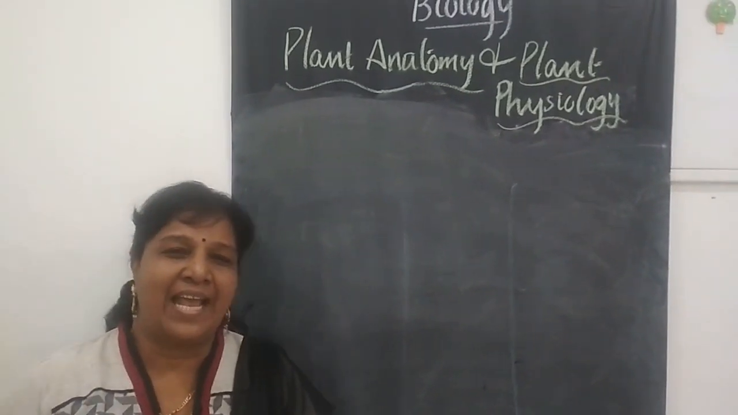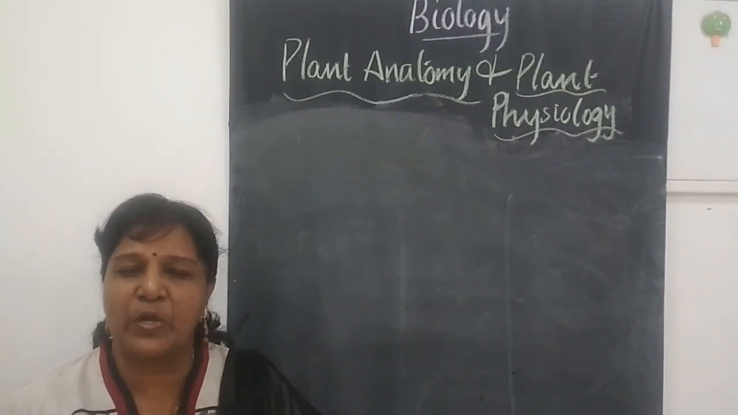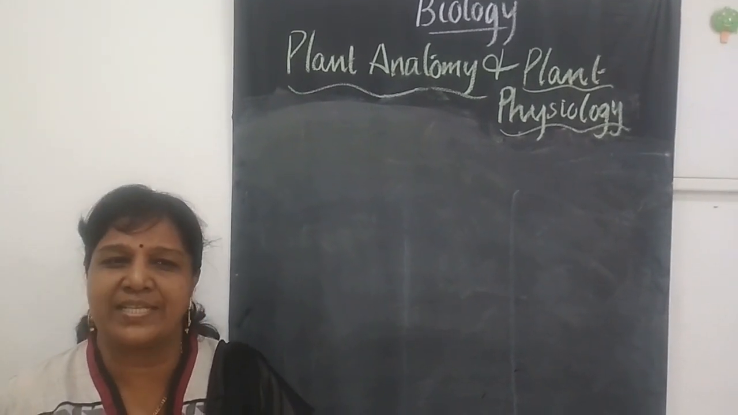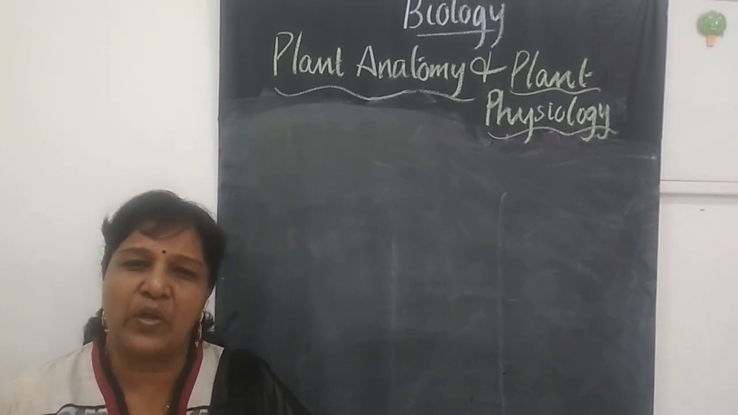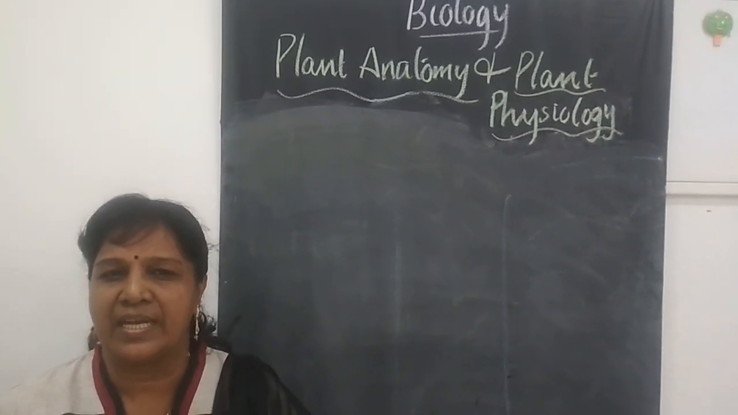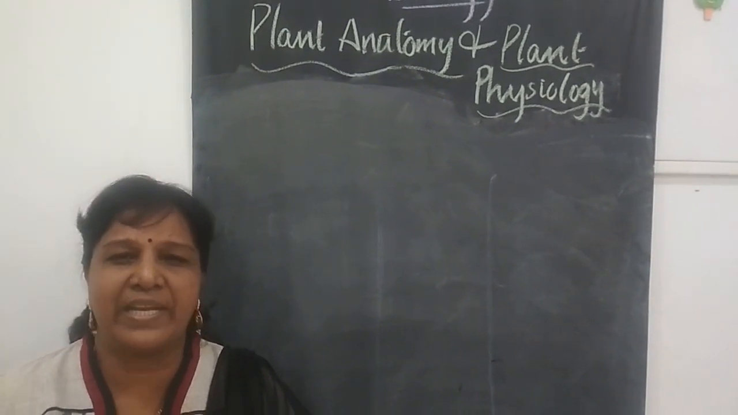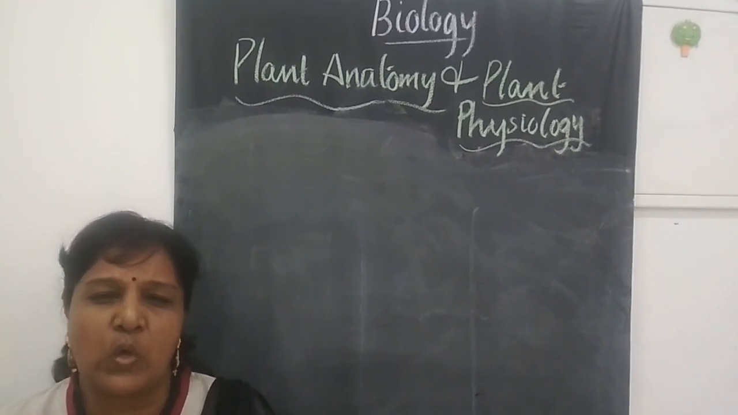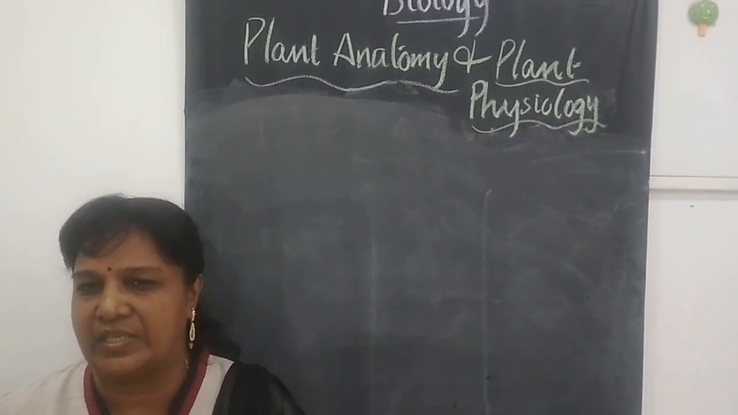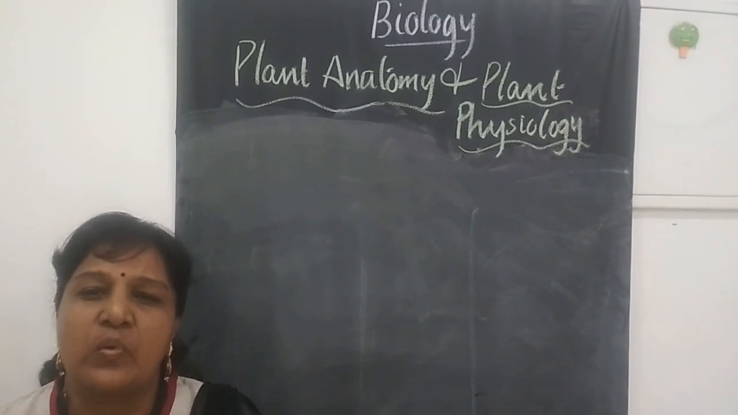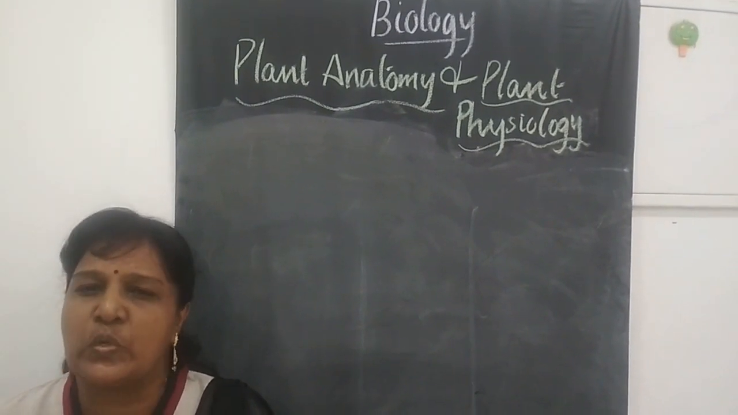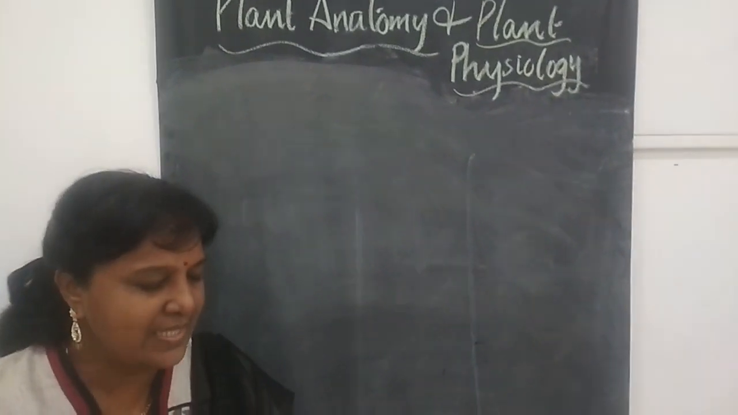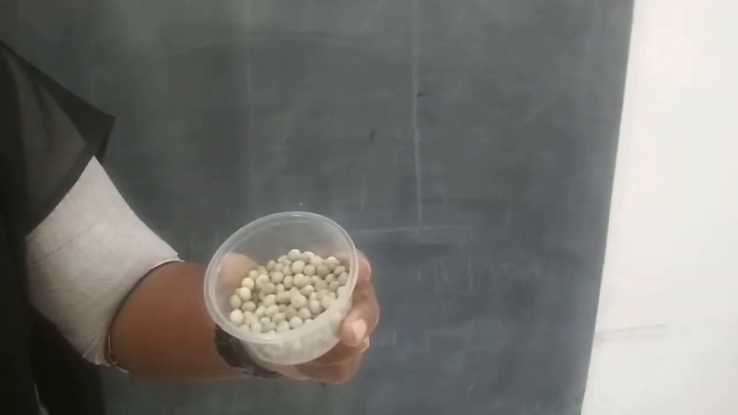Hello students, already in the previous video we have come across the different types of tissue systems, and today we are going to see the internal structure of dicot root and monocot root. Dicot, what do you mean by dicot? A plant whose seeds contain two cotyledons is called dicot. Example, peas.